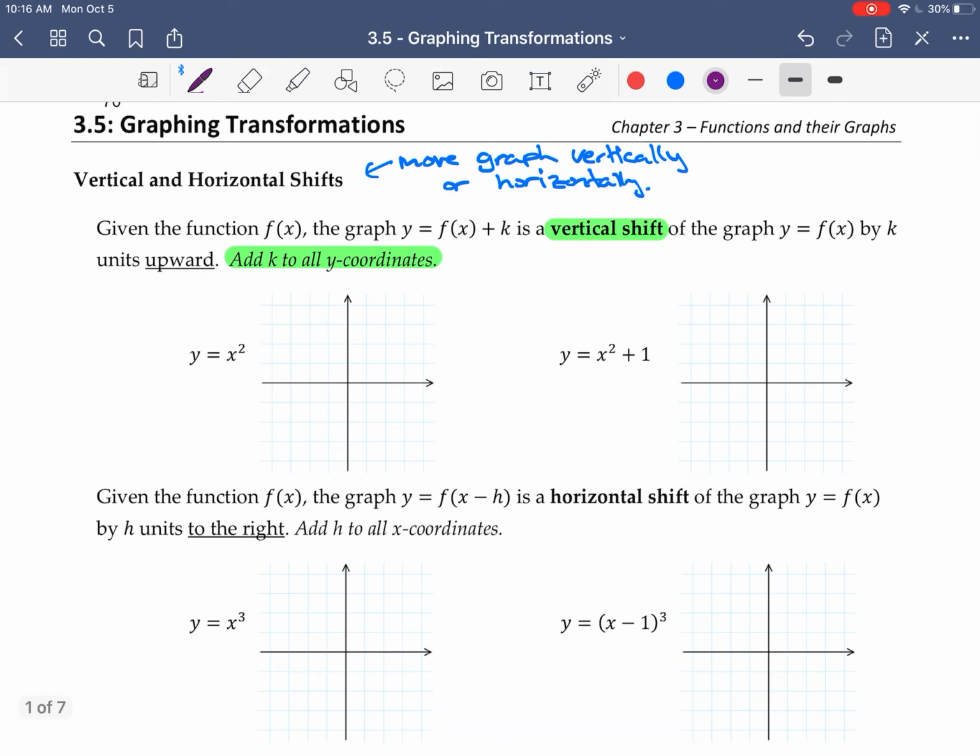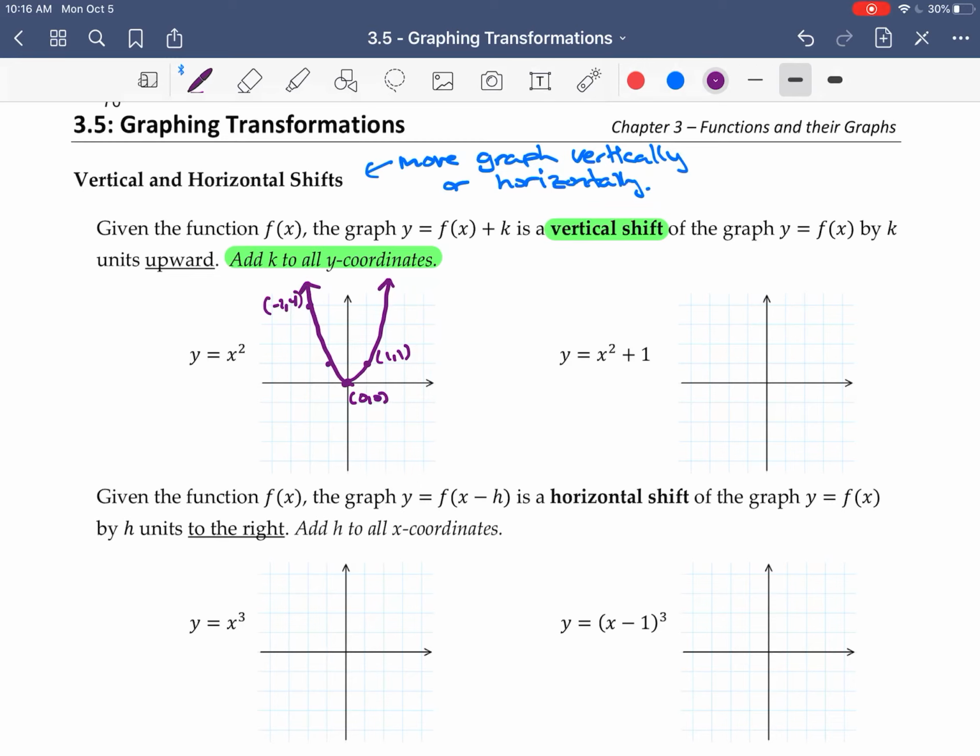If I had the graph, for instance, of x squared, I'm just going to plot a few points here. So 0, 0, and then 1, 1, and let's do -2, 4. Oh, actually no, because we're going to move up. Well, we could do that. And this is 1, 1. So my graph looks like this initially.